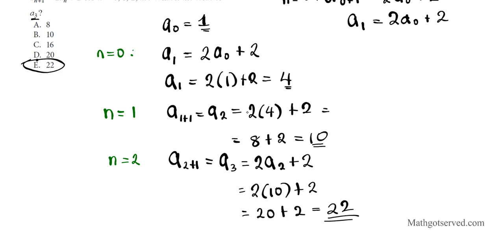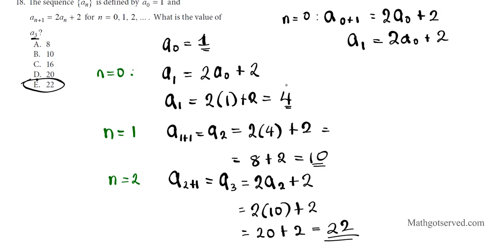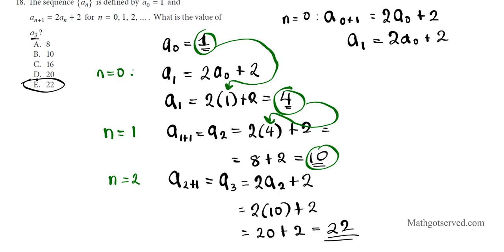The answer is 22. Just remember, this recursive definition involves plugging in the previous output. See this one right here? I plugged it into this one to get a1. And then for a2, I took a1 and plugged it in. And then to get a3, I took a2 and plugged it into the recursive definition. You keep plugging in the previous one into the original one to get your output. Hopefully I didn't confuse you with my arithmetic here, but that's simply what I'm doing. I plug in a0 here, a1 here, and a2 there. That's how it works.